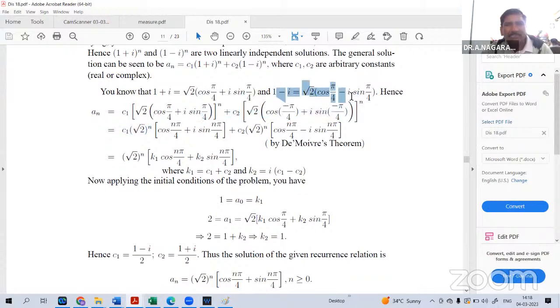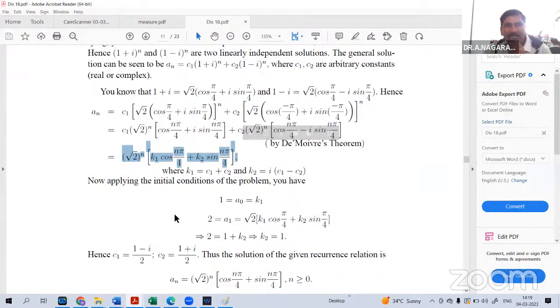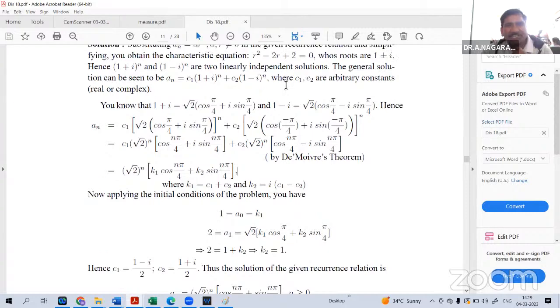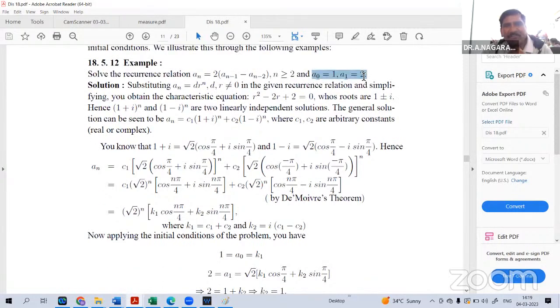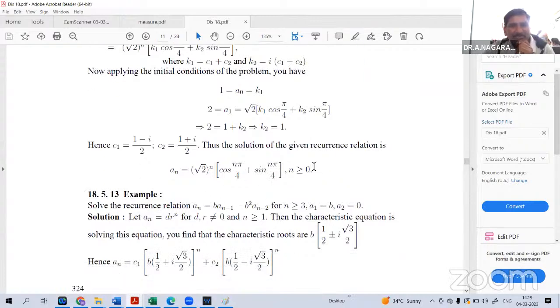Now here the minus will be there, so that it is a common term. This is a solution, meaning a_n equal to root 2 whole to the power of n into k1 into cos n pi by 4 plus k2 into sin n pi by 4. Next is k1 and k2. It is the initial condition he gave: a0 equal to 1 and a1 equal to 2. Substituting that, I will get c1 and c2, so I can substitute it. This is our required answer.